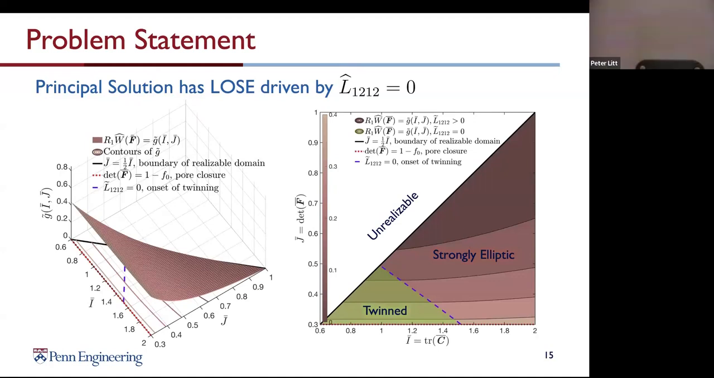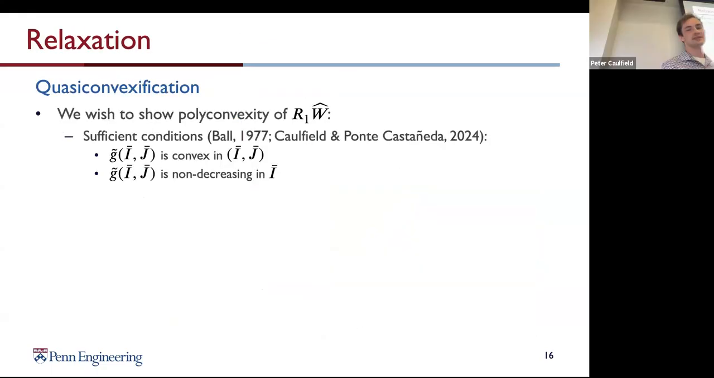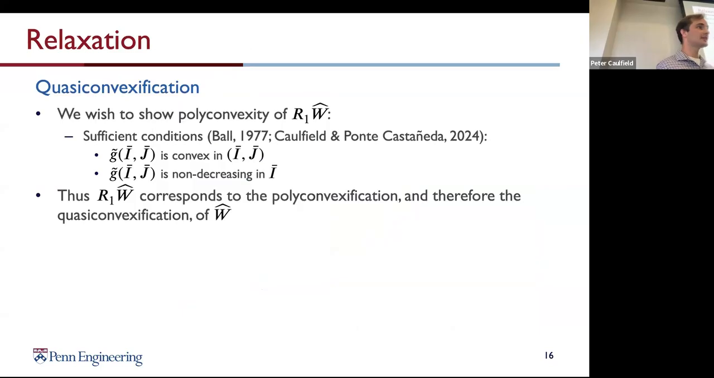If we look at what our energy looks like now, after this relaxation, you can see that in this regime where we used to have the loss of ellipticity, the energy just becomes constant as a function of I, which makes sense because we're now evaluating the energy basically at this boundary for any I within here. So that means the energy is now non-decreasing in I throughout this whole regime, meaning it is polyconvex. So that means that this thing is our polyconvexification as well as our rank 1 convexification.